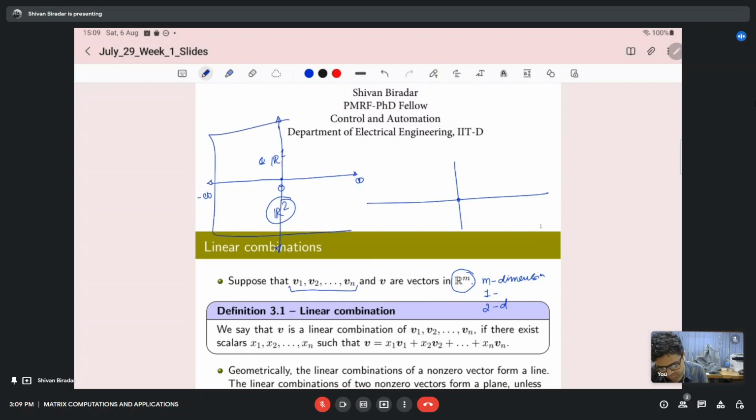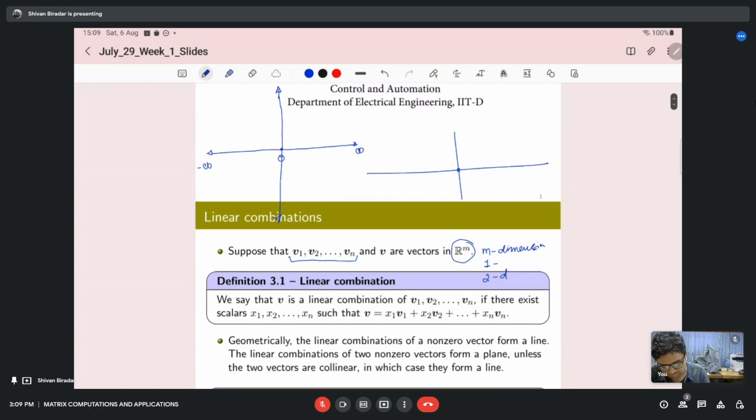With an increase in the dimension, I'll be adding a perpendicular line. So how will R3 look? R3 will be another line perpendicular to this XY plane, extending on both sides like this. So this is now your R3.